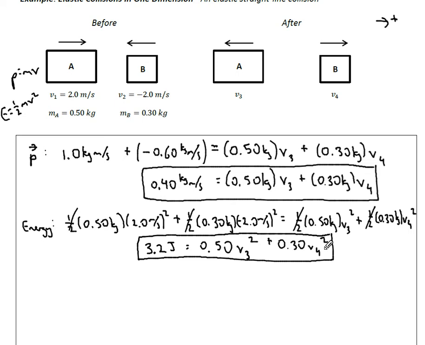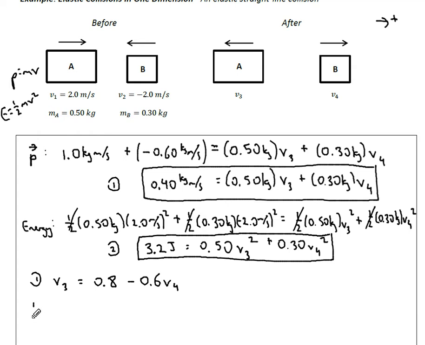Now it's just a matter of lots of algebra. So equation 1 and equation 2. I'm going to take equation 1 and rewrite it. It doesn't matter whether I solve for V3 or V4, so I'm going to solve for V3 and divide every term by 0.5. So 0.4 divided by 0.5 is equal to 0.8, and 0.3 divided by 0.5 is 0.6. I'm going to subtract the V4 term, so I get minus 0.6 V4.